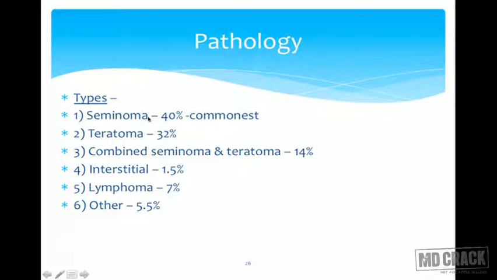The commonest pathology for MCQ is seminoma, followed by teratoma, 32%. A combination of these two up to 14%, interstitial 1.5%, lymphomas up to 7%, and other categories 5.5%.